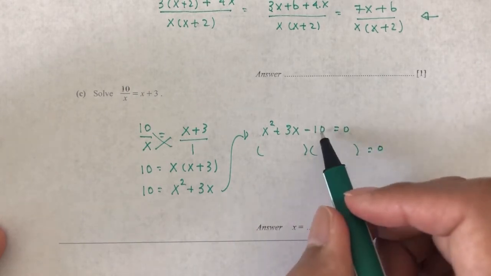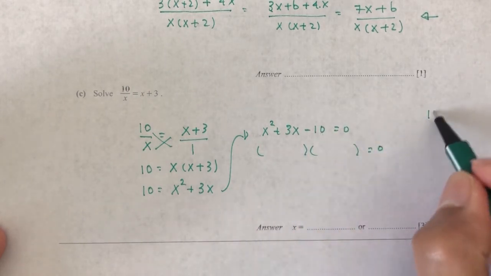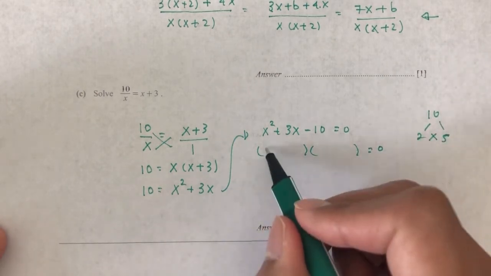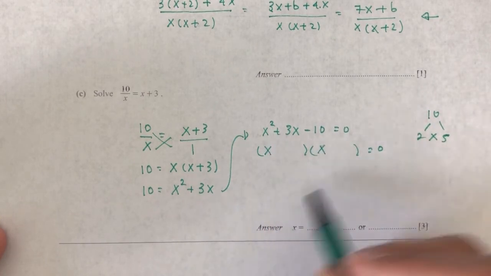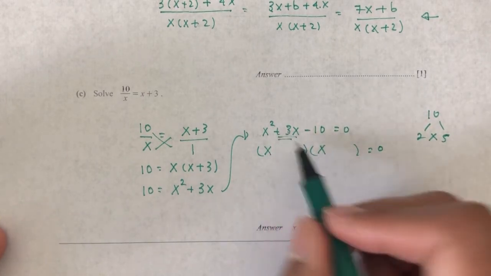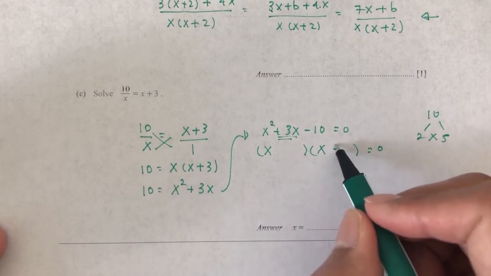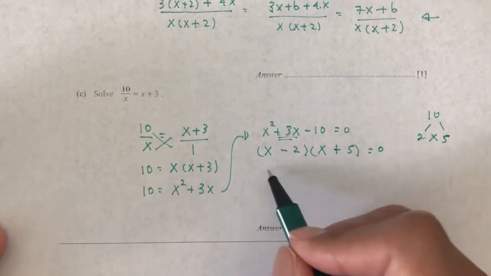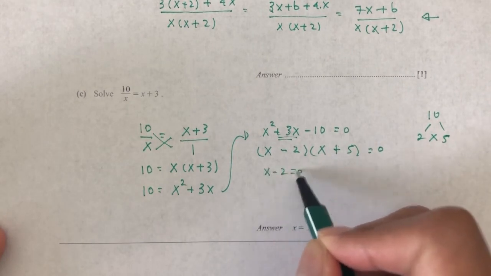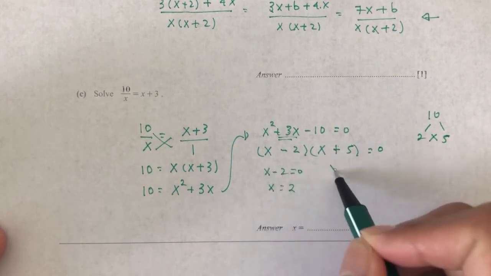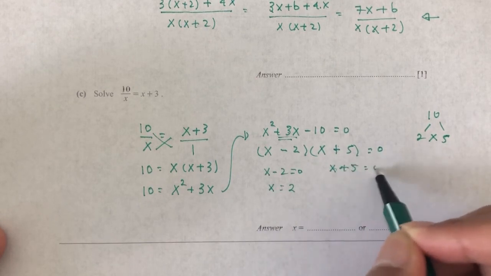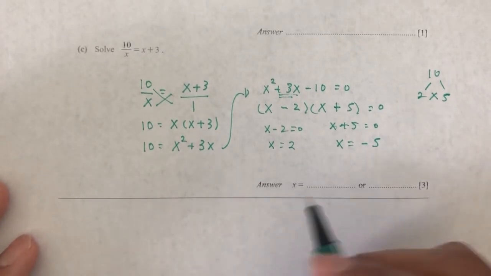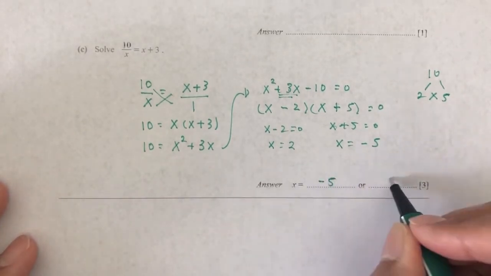So what are the factors of 10? 2 times 5 is 10. So we have x squared will be x times x. And for us to get plus 3, we have to use plus 5 and minus 2. That's the only way we can get plus 3. So your answer will be x minus 2 equal to 0, which is x equal to 2. x plus 5 equal to 0, which means x equal to minus 5. So your answer for part C will be x equal to minus 5 or x equal to 2.